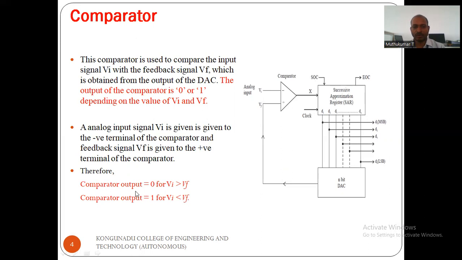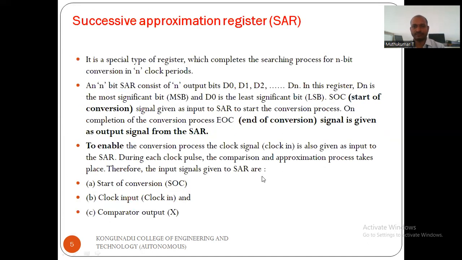For example, the comparator output is equal to 0 means Vi is greater than Vf. So if the input voltage is greater than the feedback voltage, the comparator output voltage is equal to 0. Next, if the input voltage is less than the feedback voltage, the comparator output is equal to 1. So the X value is zeros and ones, based on the input voltage and feedback voltage. The analog input signal Vi is given to the negative terminal. The feedback signal Vf is given to the positive terminal of the comparator. So the output of the comparator is zeros and ones, depending upon the input voltage and the feedback voltage.